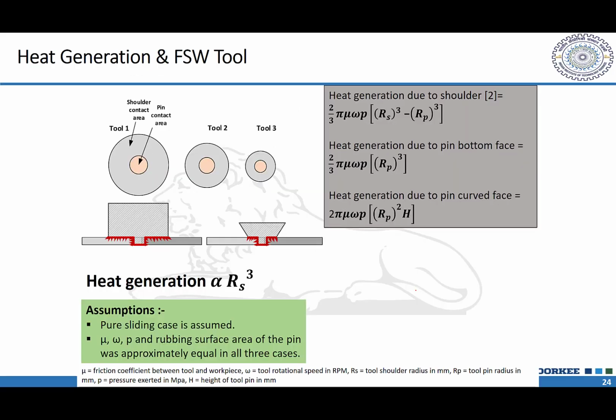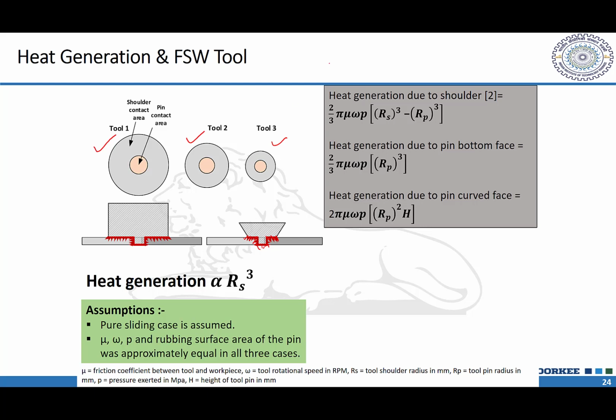This shows the effect of the tool pin and the tool shoulder diameter. If we take up different types of tools like this, of different sizes, what you will notice is that it will be affecting the frictional area over which the frictional heat is being generated, and that is affected by both the tool pin diameter and the shoulder diameter.